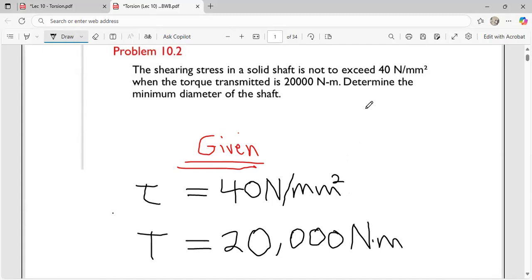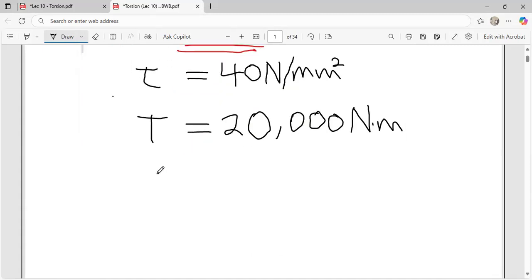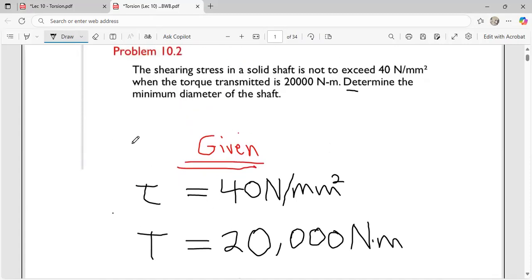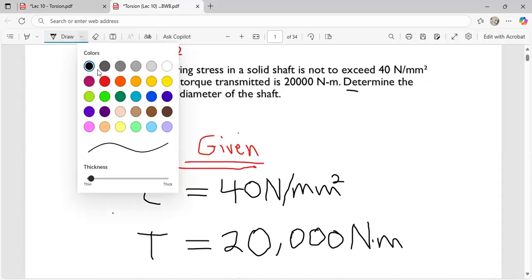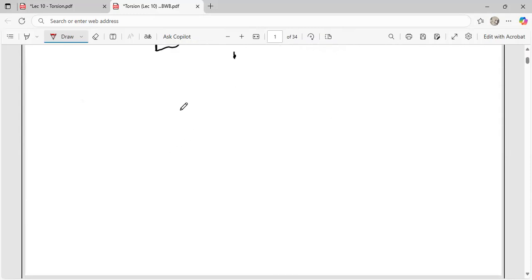From here, they say we have to determine the minimum diameter of the shaft. So they want the minimum diameter of the shaft, which we assume that we don't know, so we put a question mark. This is what the question is asking us to find. So we have to move to our solution.